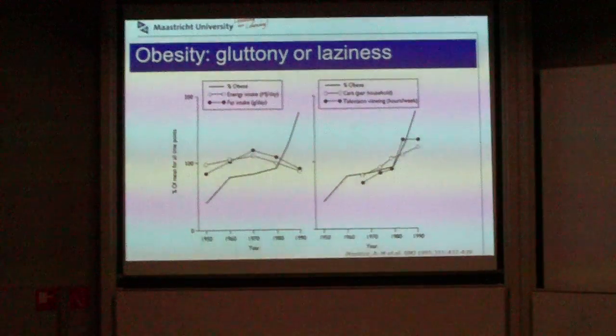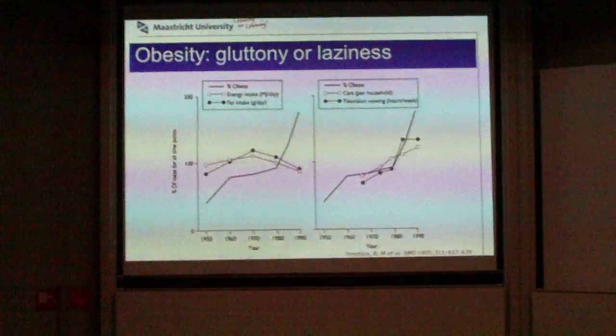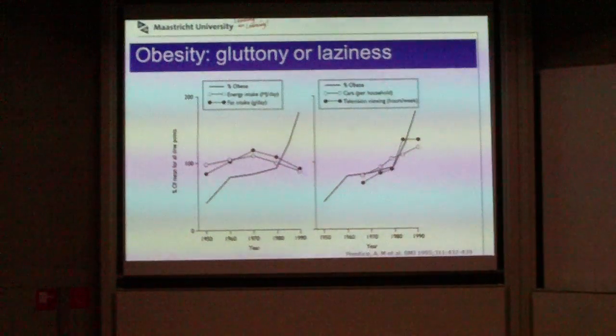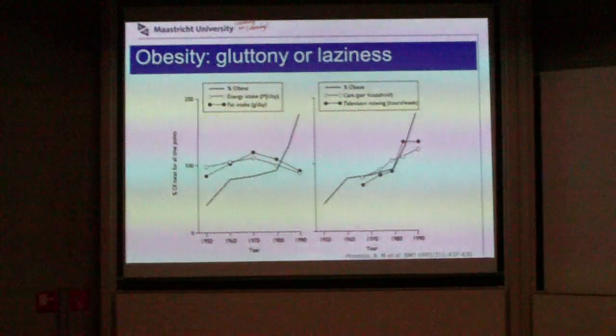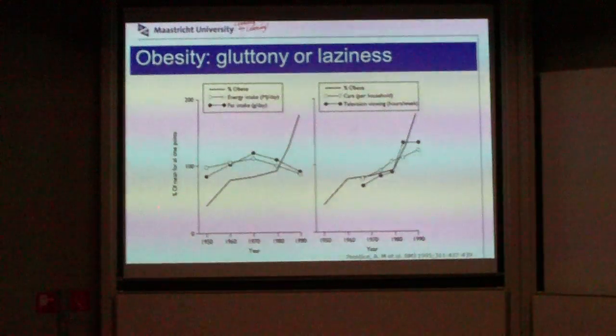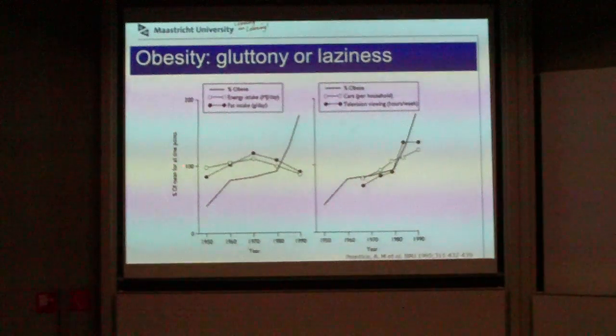Now, where does this obesity come from? Is it a tendency to overeat yourself, gluttony, or is it just laziness? Well, it's, of course, a bit of both. You can see here, this is a percentage for all time points.